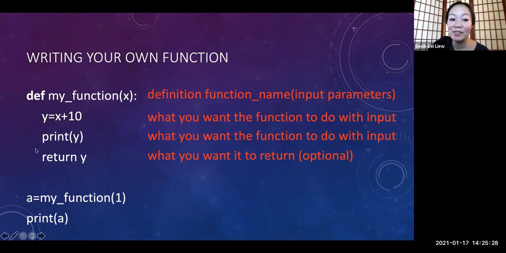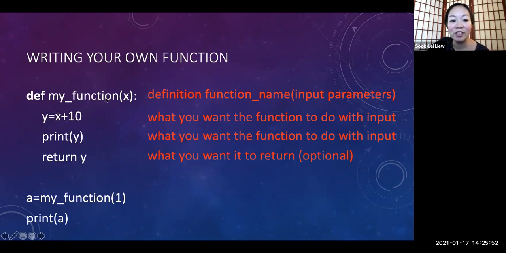Then for the rest of this function, you want to make sure that you tab the lines in so that they're all lined up. When you're done, you will untab, and that's how the computer knows that the definition of that function is closed. In between, you'll have these lines, which are whatever you want the function to do with the input. And finally, if you want it to return a value or an output, you would put that at the end.